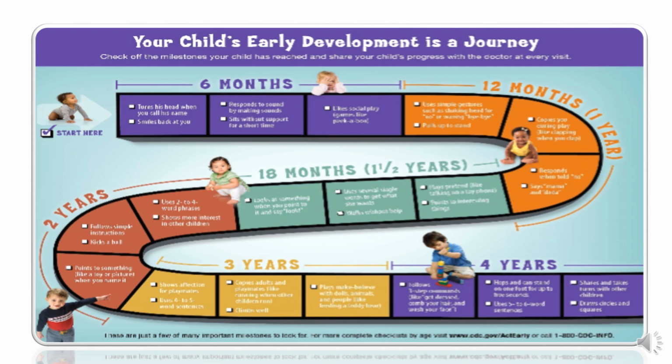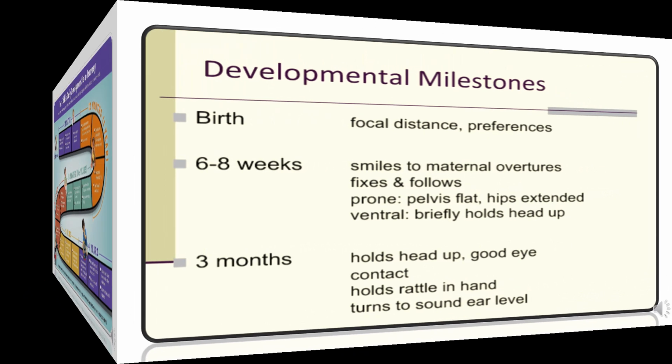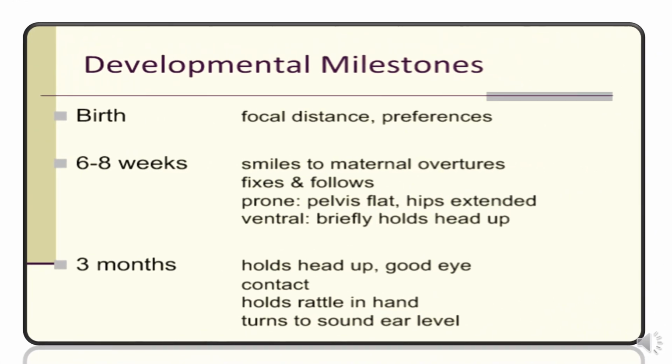The development of a child is a journey. It has many stops, and at last it will reach its final destination when the child reaches his adolescence. We can divide the developmental milestones according to the age of the child into the following.